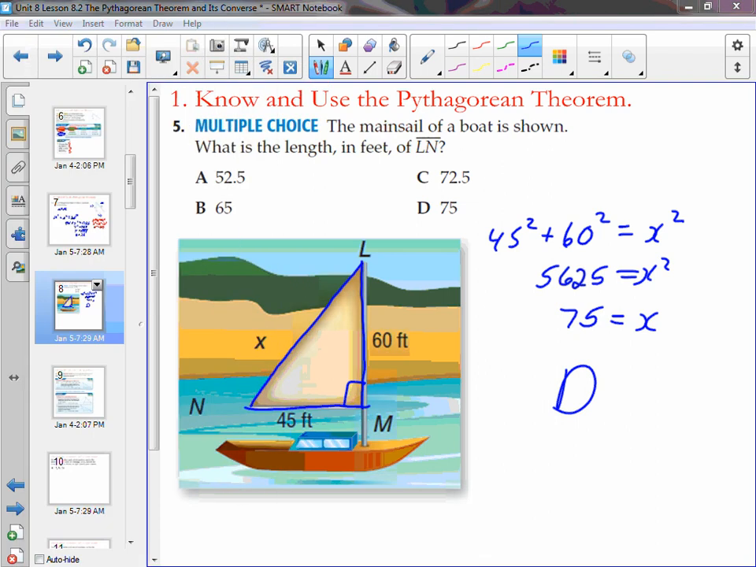All right. Feeling pretty confident with the Pythagorean Theorem? Yeah, you should.